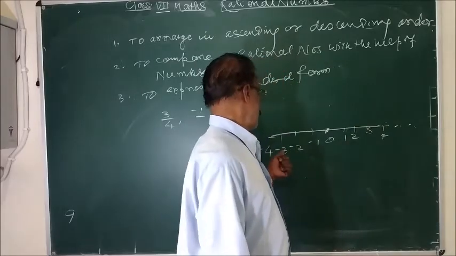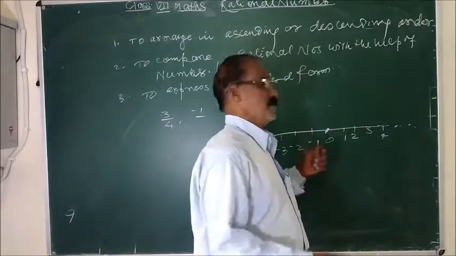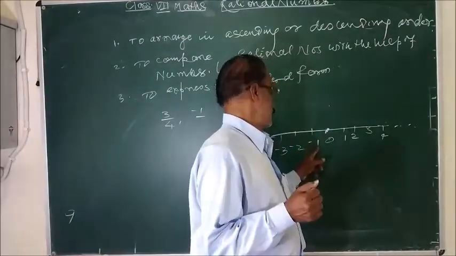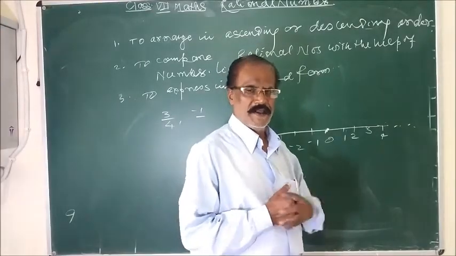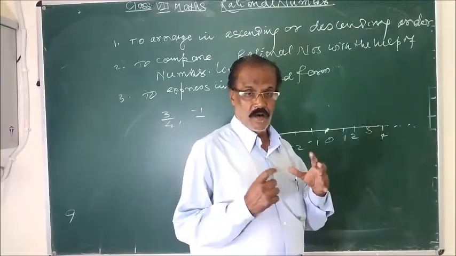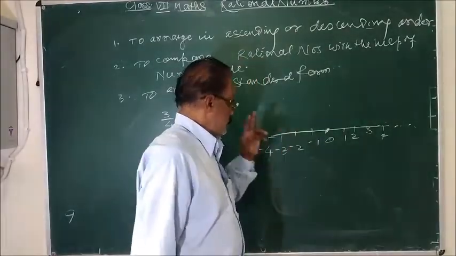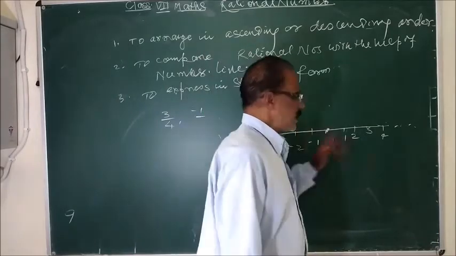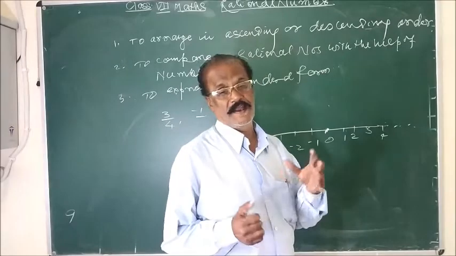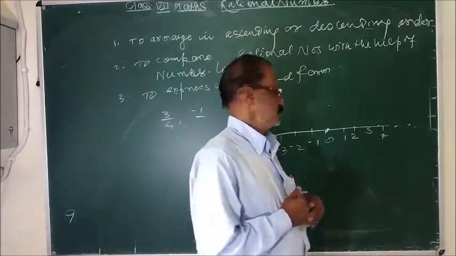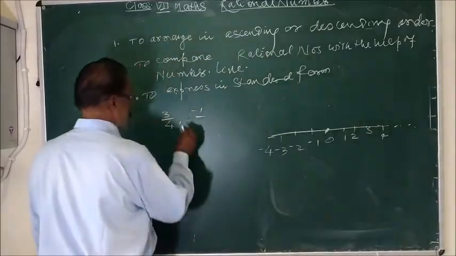Now if I ask you minus 3, minus 1, which is greater? You can say, sir, minus 1 is greater, because minus 1 is on the right side of minus 3. So my dear students, this is a very important law, or you can say rule. The numbers on the right side are always greater than the rational numbers on the left side. So now you see how you will arrange in descending or ascending order.